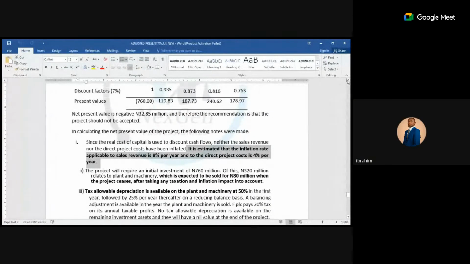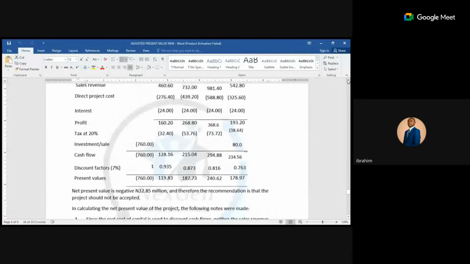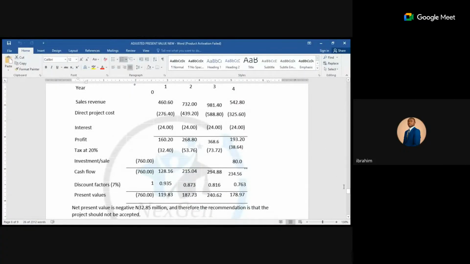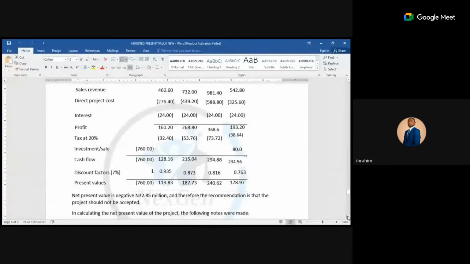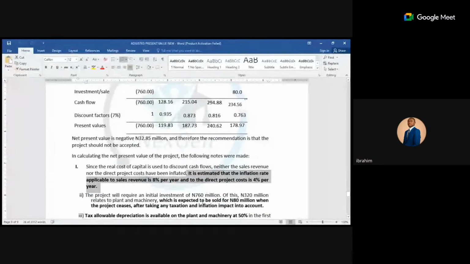Thank you. As a project finance officer, you want to embark on a project like this, and you are not considering inflation. That is a red flag. You need to consider the future of the project by incorporating inflation. And what we have here in the computation, there is no inflation. The figures have not been inflated.